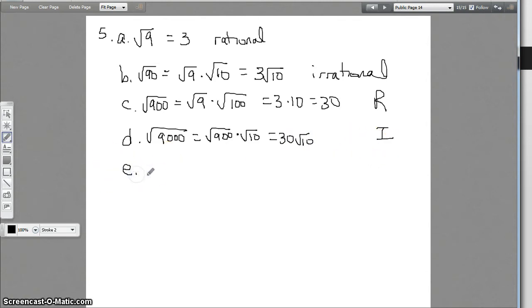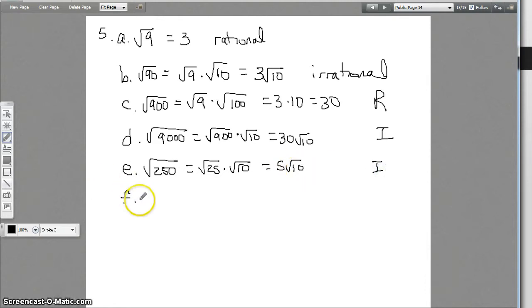Okay, so now let's look at parts E through H. Part E is the square root of 250. Well, we can rewrite that as the square root of 25 times the square root of 10. So, square root of 25 is 5, square root of 10 is just square root of 10. That is irrational because 10 is not a square number.